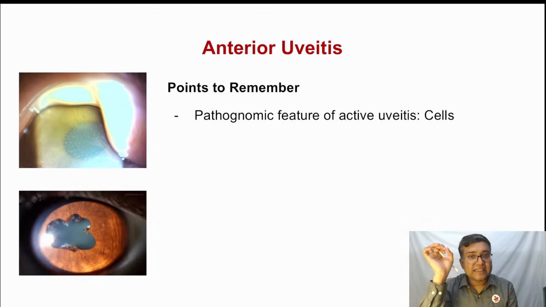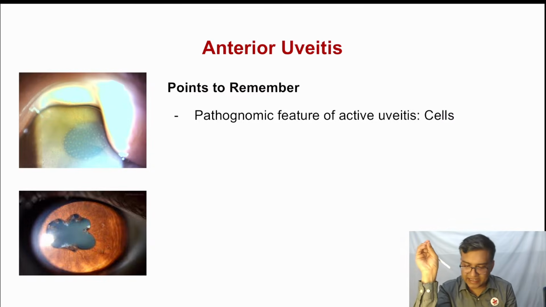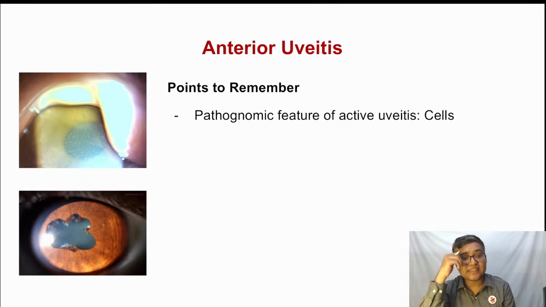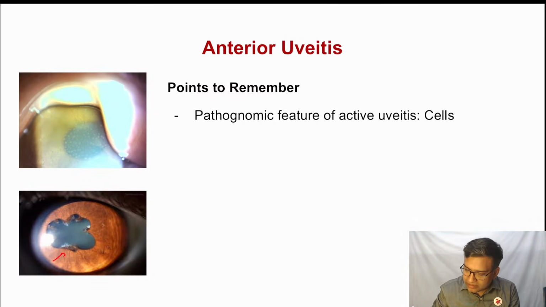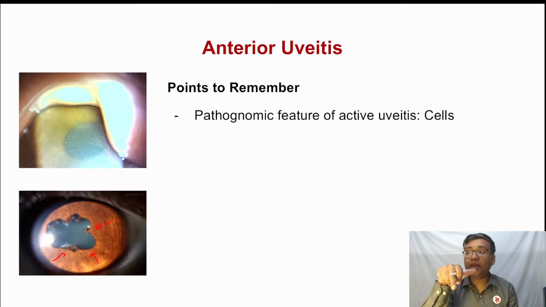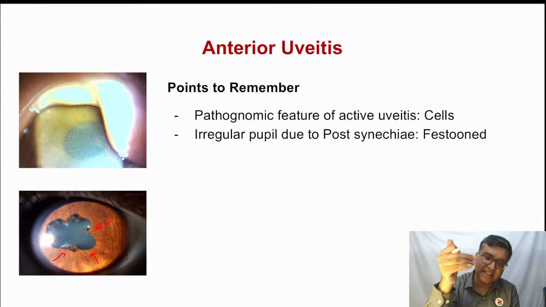So first of all, there is a pathognomonic feature of anterior uveitis, that means there are cells in the anterior chamber. If you are getting cells in the anterior chamber, that means this patient is having an active uveitis. The second question they ask is, there is an irregular pupil that is seen in the patients of anterior uveitis. What is the name of this pupil? This is basically festooned pupil, okay? You get festooned pupil due to irregular posterior synechias.